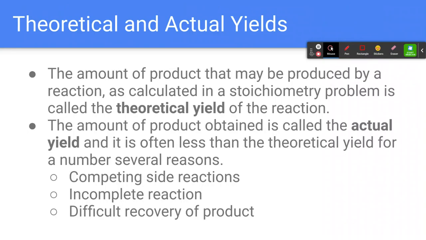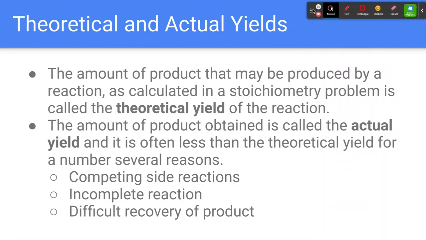The last thing we need to talk about is theoretical and actual yields and the concept of percent yield. So the amount of product that can be produced by a reaction as we calculate it in a stoichiometry problem is called the theoretical yield. The amount that actually is obtained is called the actual yield. And oftentimes the actual yield should be less than the theoretical yield. That's because sometimes we have side reactions going on. We have maybe an incomplete reaction, or maybe we have a difficult time capturing our product.